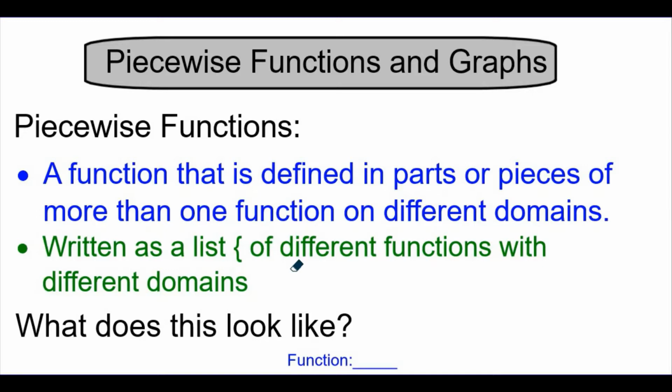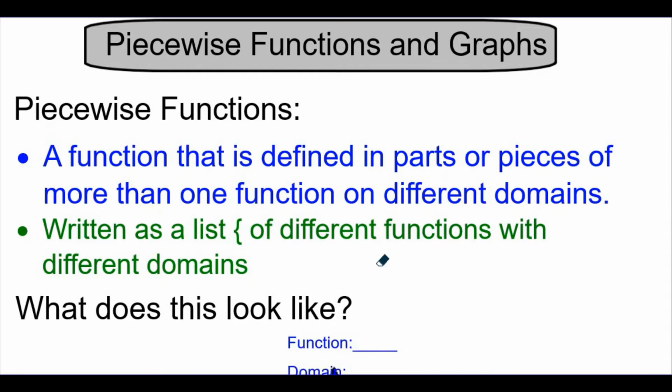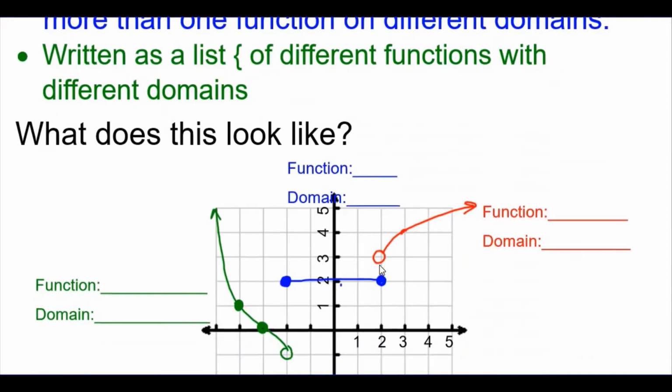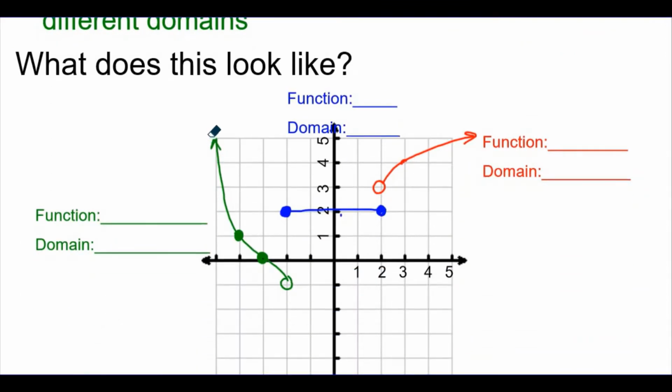So what does it look like? What does the function look like? Here's an example of a piecewise function. And you can see here that we have a cubic function. We have a linear function. And then we also have a square root function. So the question is how do we go about writing what this equation looks like?